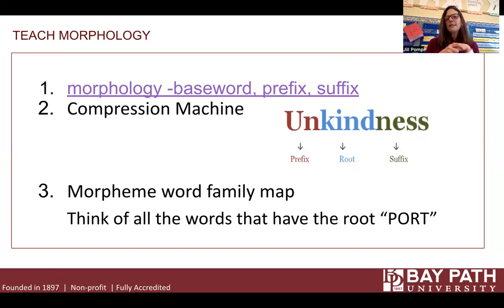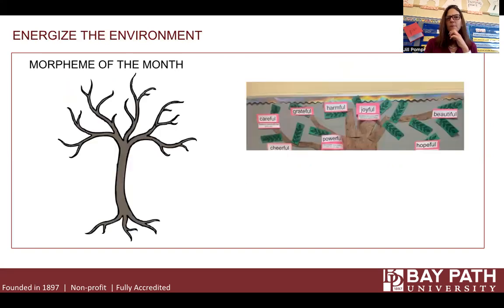The root port means to carry. Once my students understand that, they can understand that an import is a good that gets carried into the country, and an export is a good that gets carried out of the country. They might understand that a portfolio is a folder that I carry, and they might even understand that a porta potty is a potty that gets carried from various locations. Understanding prefixes, suffixes, and root words opens the door to learning so many other words in the English language. Great use of your time.